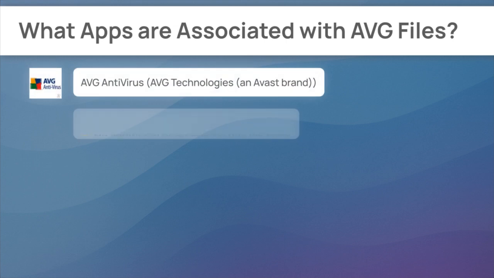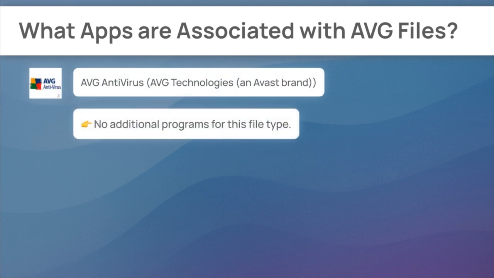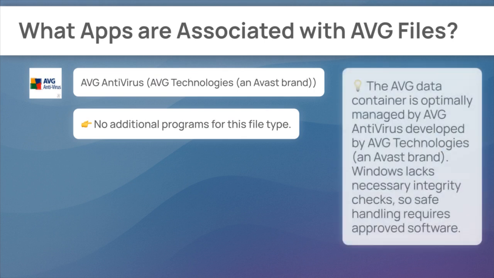The native handling utility for AVG files is AVG AntiVirus by AVG Technologies, an Avast brand. Windows lacks necessary integrity checks, so safe handling requires approved software. Windows cannot bypass encryption, so proper access requires supplying the correct key.